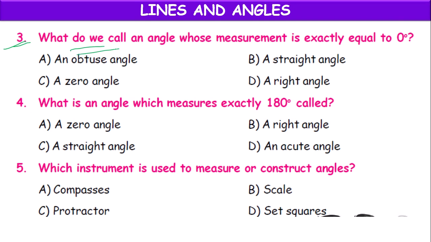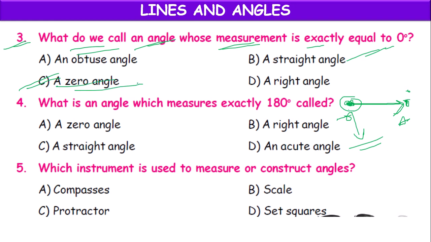Next, what do we call an angle whose measurement is exactly equal to 0 degrees? Exactly equal to 0 degrees means the line is not at all rotating from its position. Its initial position is OA, final position is OA. It is not at all rotating. Then the angle formed at O, because there is zero rotation, is called zero angle.